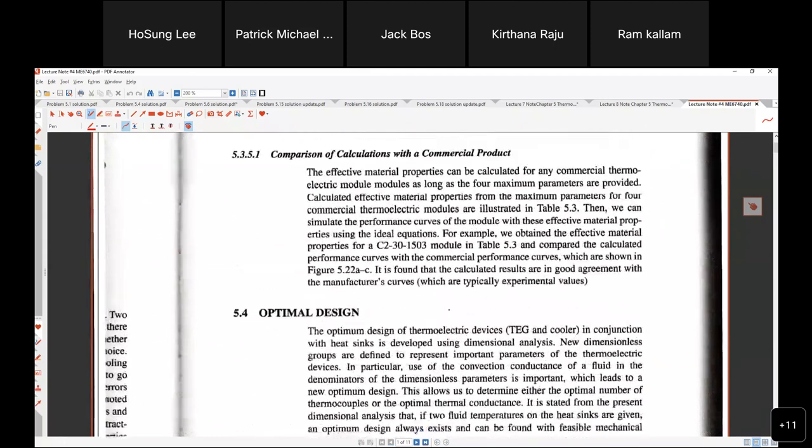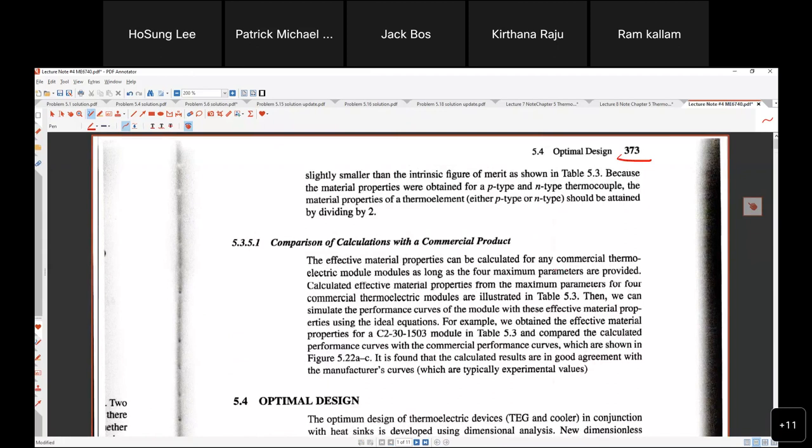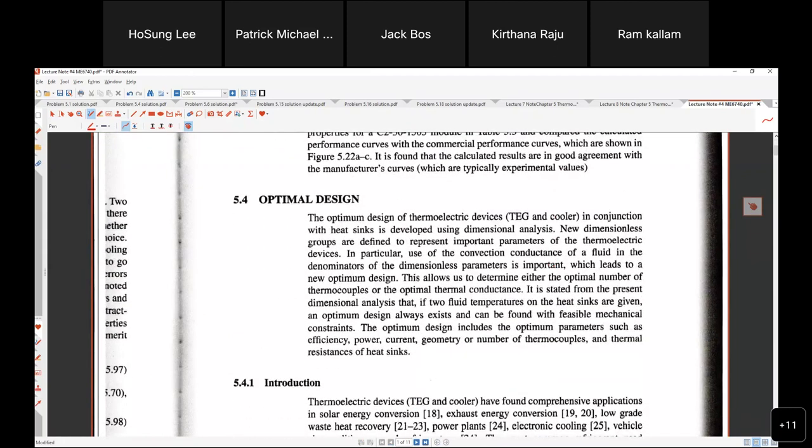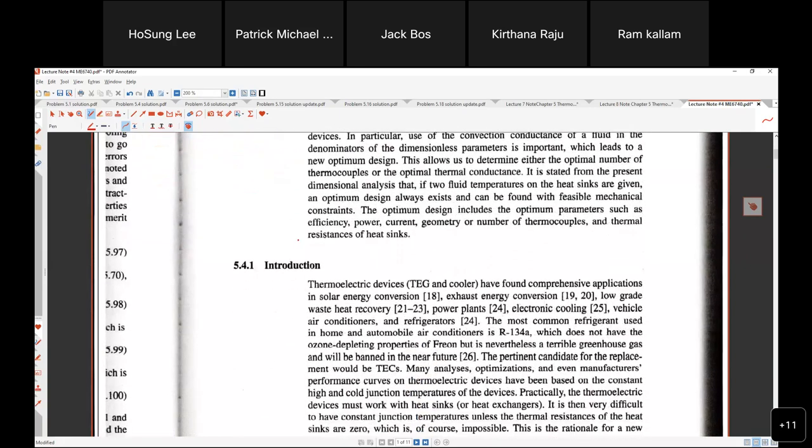Okay, this is page 373 in your book, Optimum Design. This topic, I'm telling you, is the final exam problem, 1, 2, 3, 4, 5. It's problem number 5, about the optimal design. The other 1, 2, 3, 4 are whatever was previous. So in order to do the last problem, you have to understand the optimum design. You can raise a question, it's important.